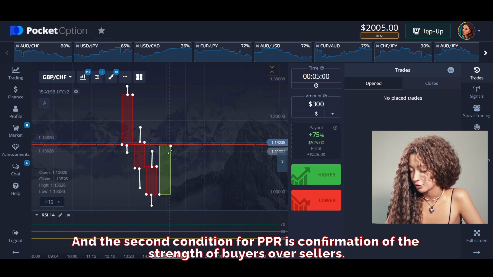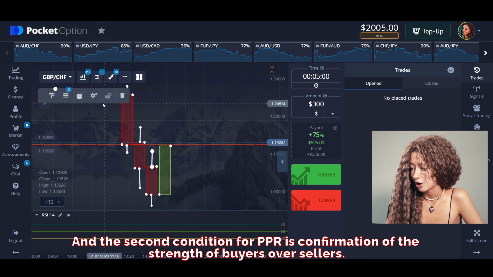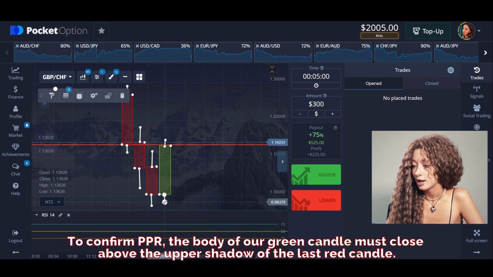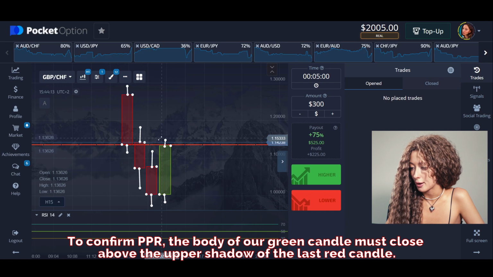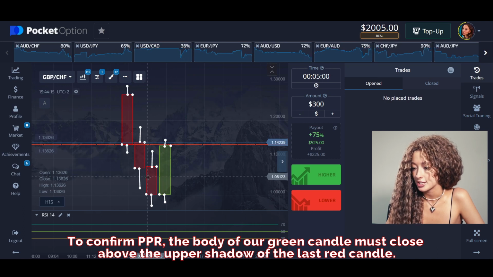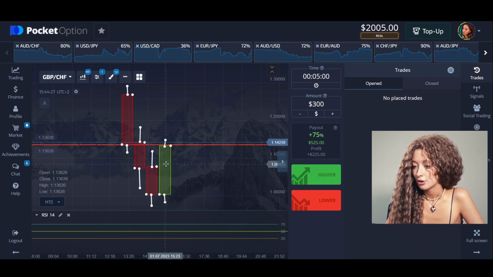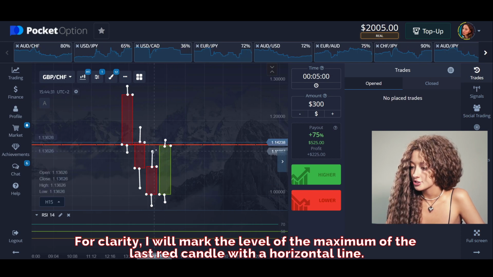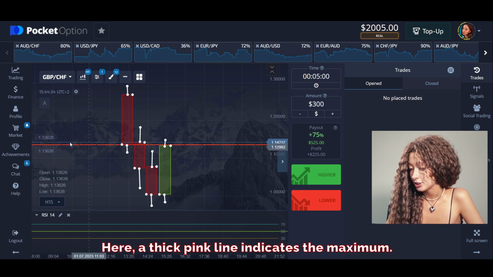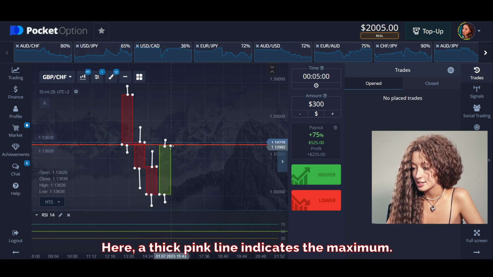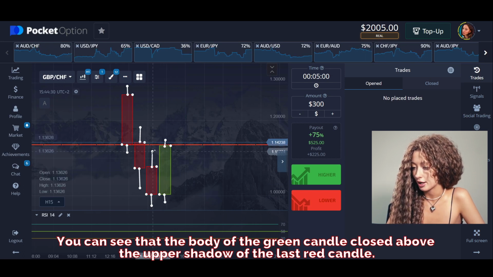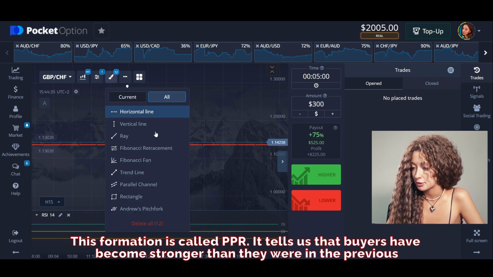And the second condition for PPR is confirmation of the strength of buyers or sellers. To confirm PPR, the body of our green candle must close above the upper shadow of the last red candle. For clarity, I will mark the level of the maximum of the last red candle with a horizontal line. Here, a thick pink line indicates the maximum. You can see that the body of the green candle closed above the upper shadows of the last red candle. This formation is called PPR.